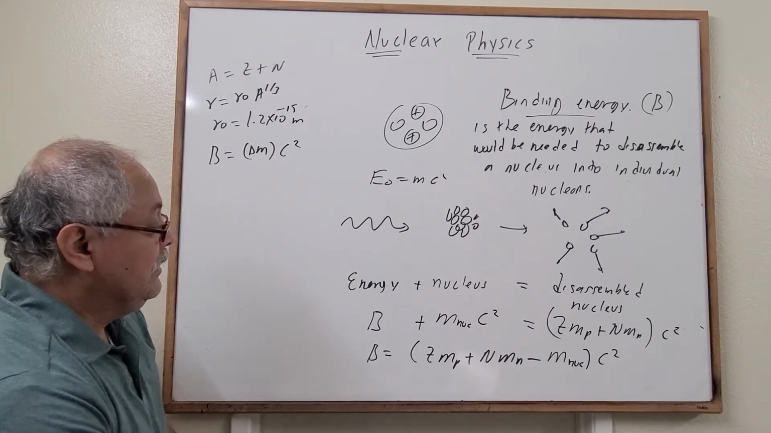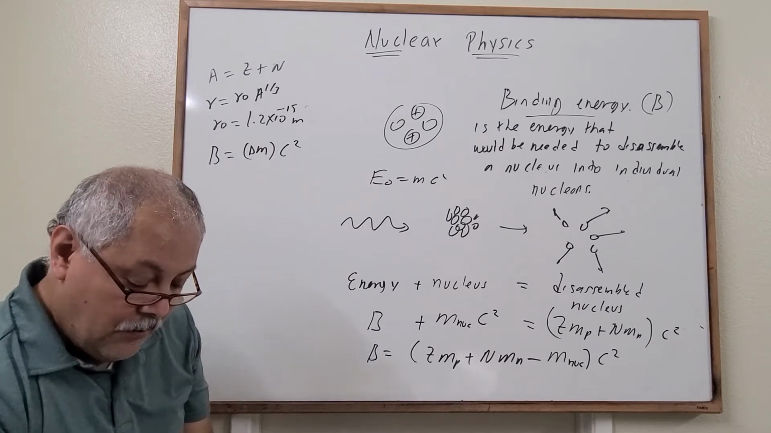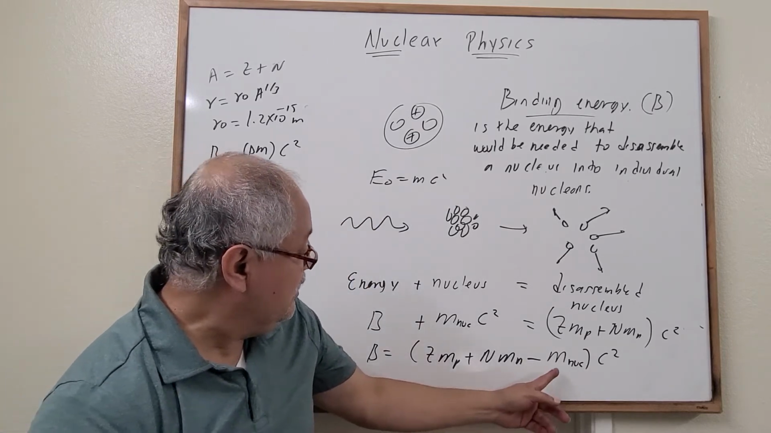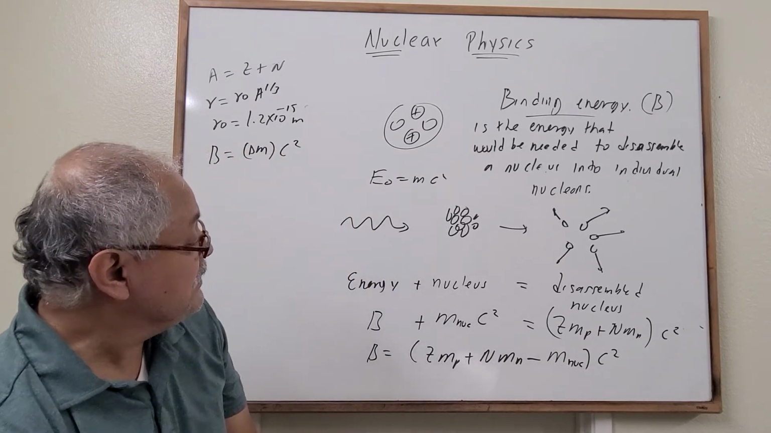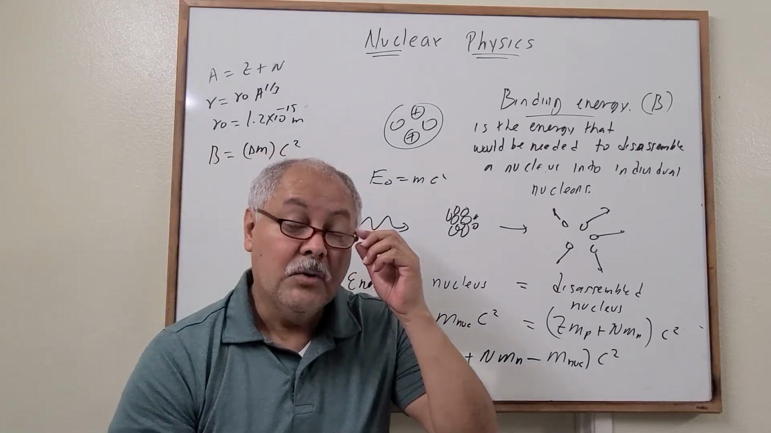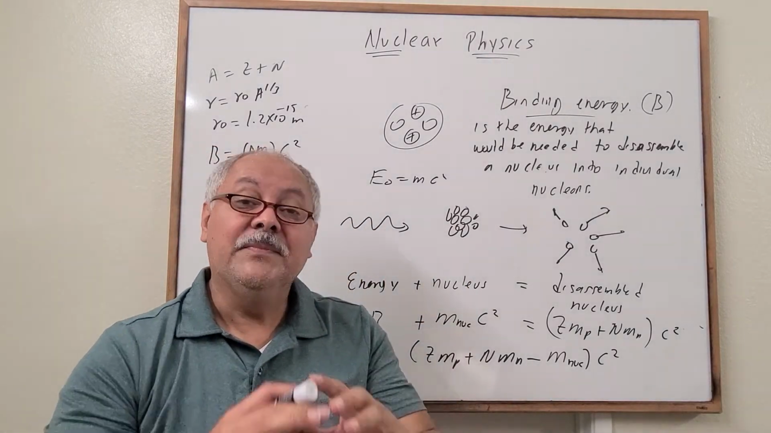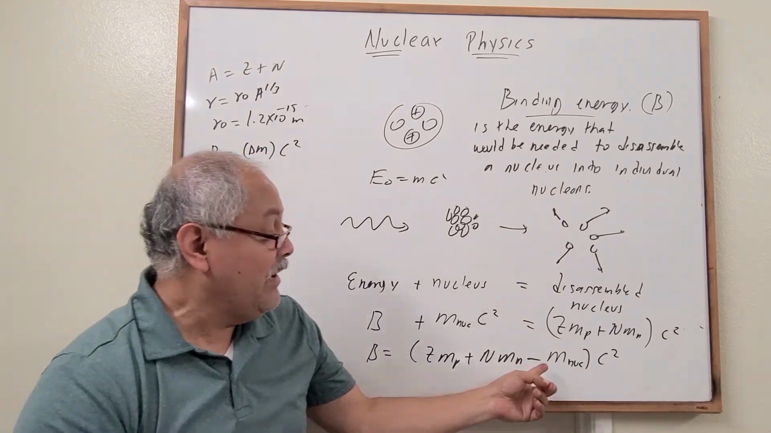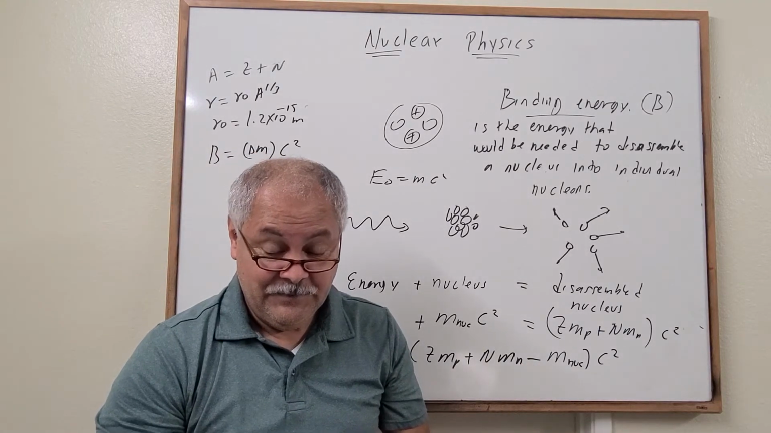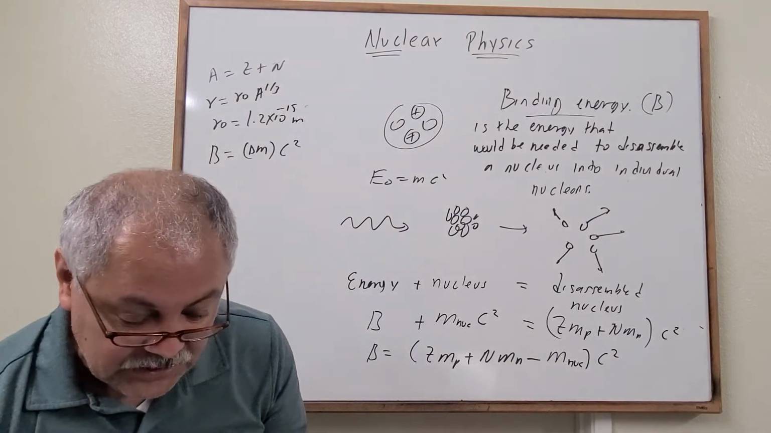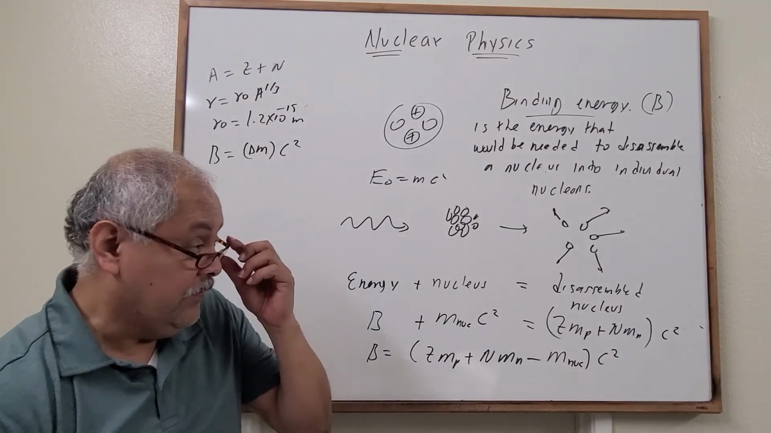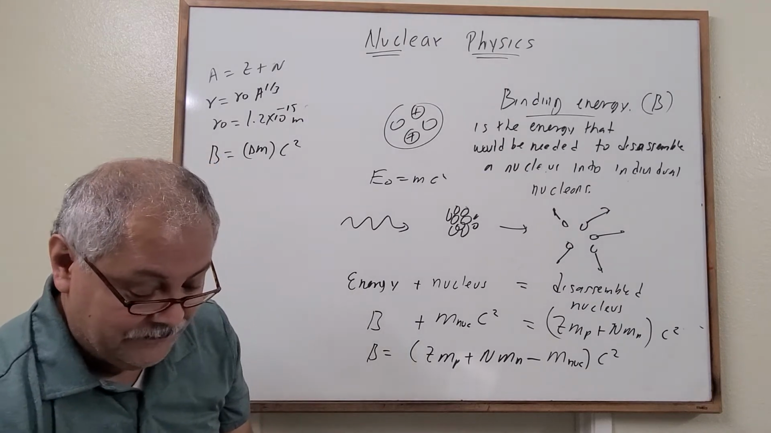Correct. Perfect. Now, instead of dealing only with the mass of the nucleus, it's better to work with the mass of the atom. In this case, we need to include the mass of the electrons. Okay, let's do that. Let's include the mass of the electrons to get a general equation for the binding energy.